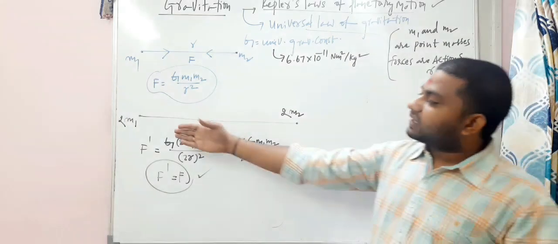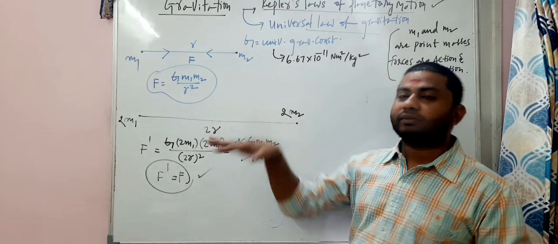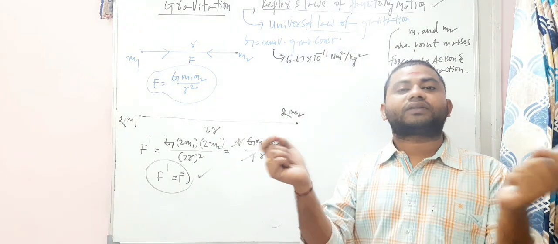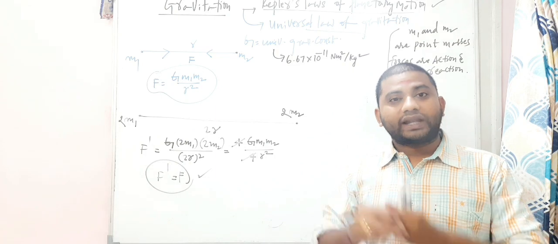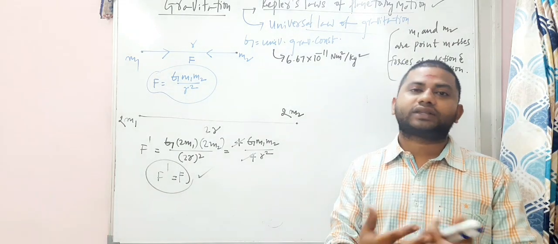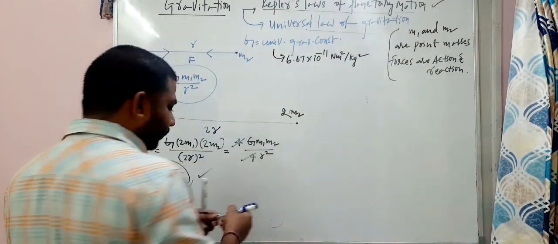Like this, questions can be asked. When the first mass is halved, the second mass is tripled and the distance between them remains the same, what happens to the new gravitational force of attraction? You should frame your own questions like this and solve them, right? That's called the actual practice.